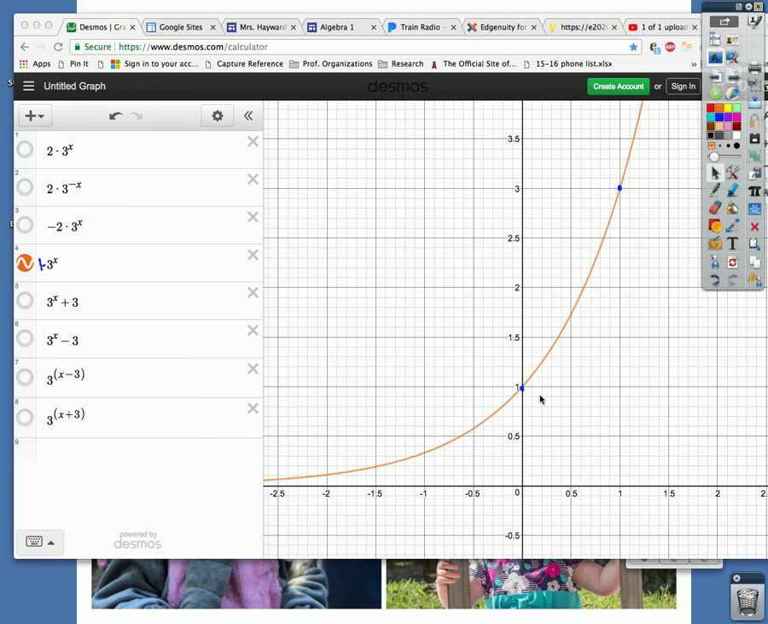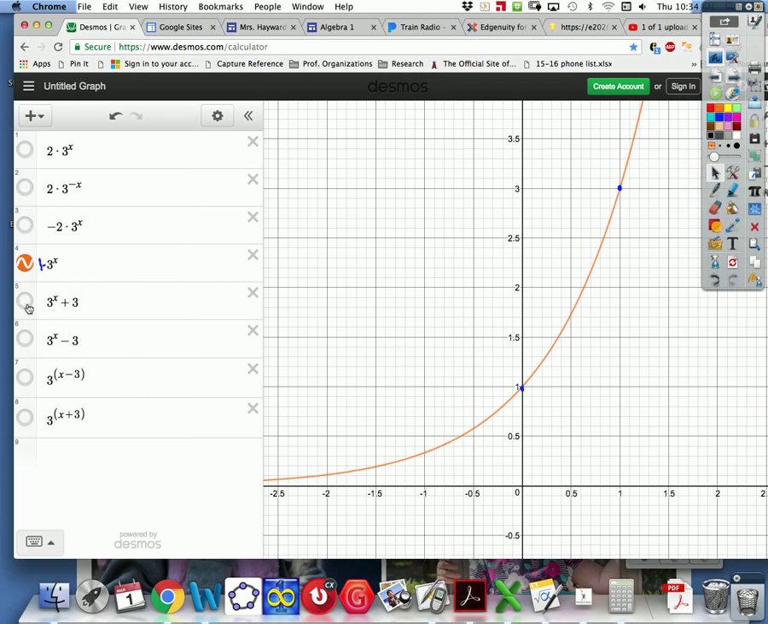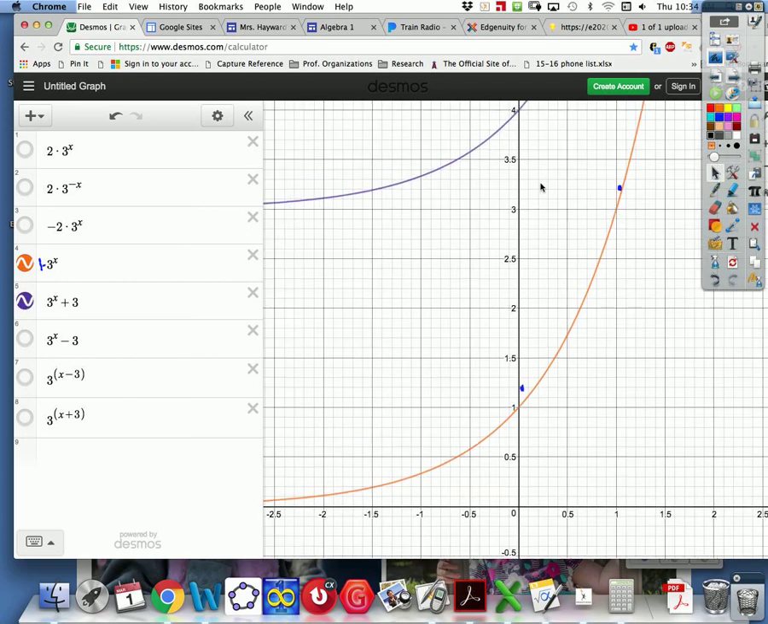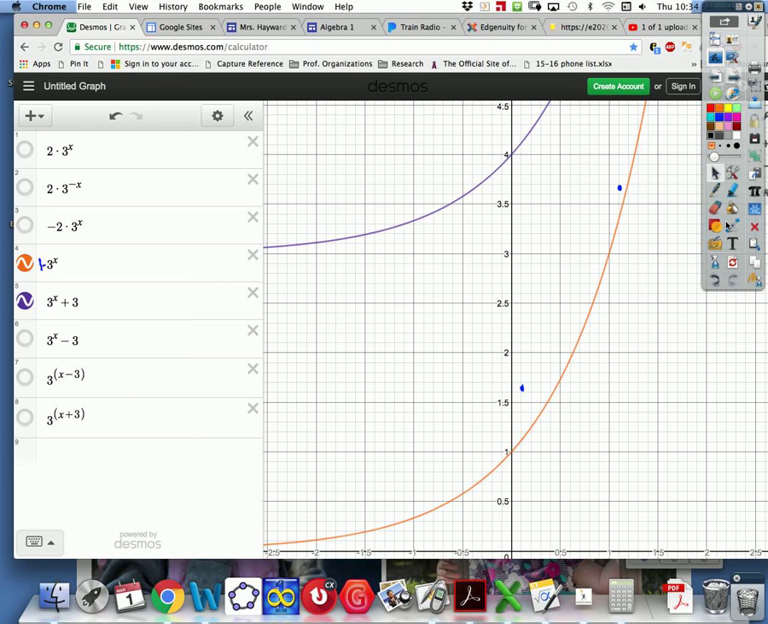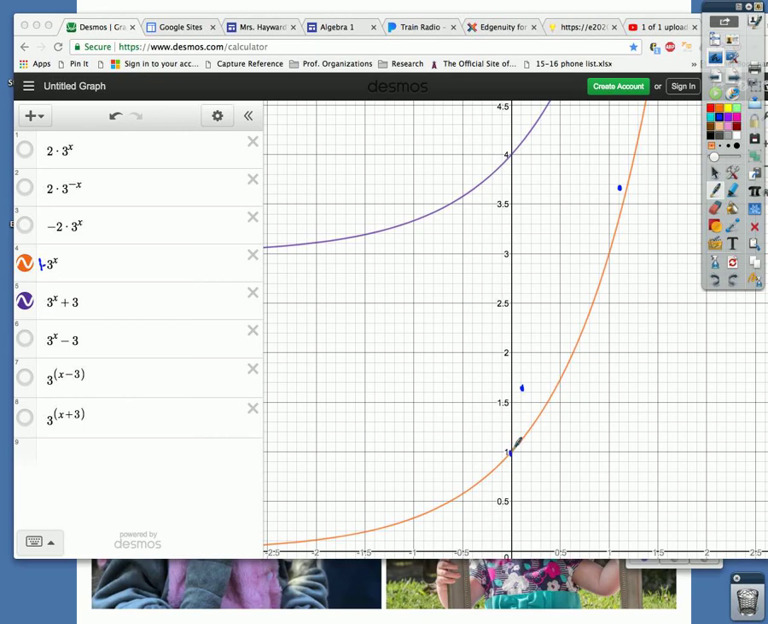So first, let's look at what happens if I take the graph and I put a plus 3 on it. Now we can see that instead of the graph starting at (0, 1), so here it started at (0, 1), now it crosses up here at (0, 4). So that means that it shifted up 3 units, which makes sense because it says take your answer and add 3.